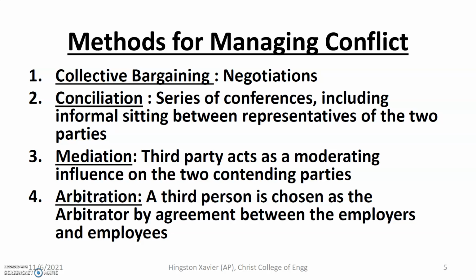Next one is arbitration. Arbitration is actually a person who is responsible, who is suggested by the employer and the employee to take part in between the allegations between the employer and employee, and he has the right to provide the necessary control to reduce the conflict. So these are the methods that will help to manage the conflict.